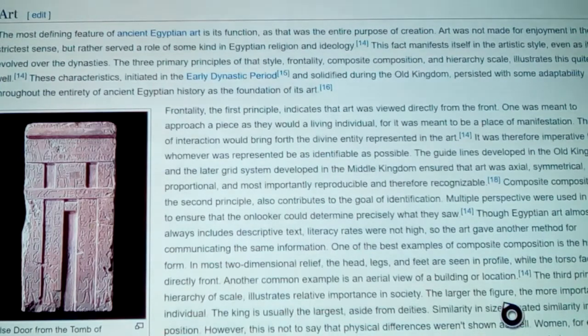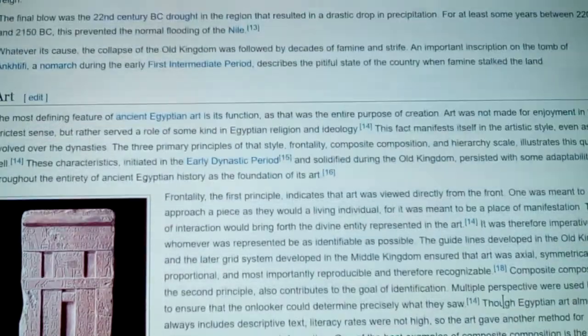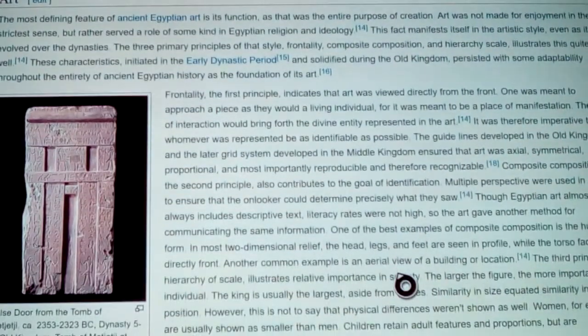I'm going to finish off where we were, because it's talking about how the lead-up to the First Intermediate Period describes the pitiful state of the country when famine stalked the land. This was an inscription found in the tomb of Antefi, and that's in the video piece that's coming up, where I'll show you pictures and tell you more about what's going on.